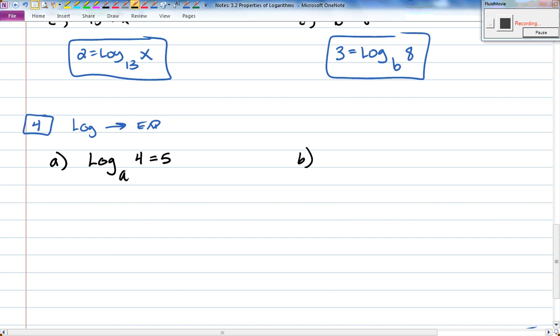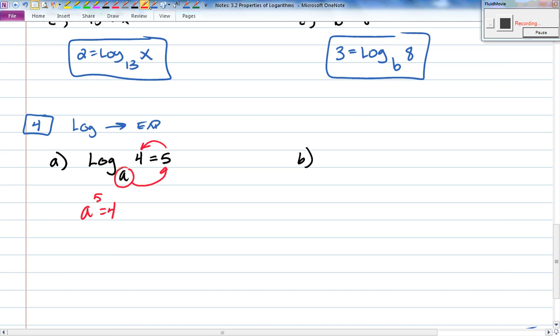We're going to have log base a of 4 equals 5. So how do I change from a log form to exponential form? Well, again, we're going to start with the base. So a to the 5th equals 4. So write down a to the 5th equals 4. Right? And then you're all done. Yeah, very good. Okay, part B, try this one.